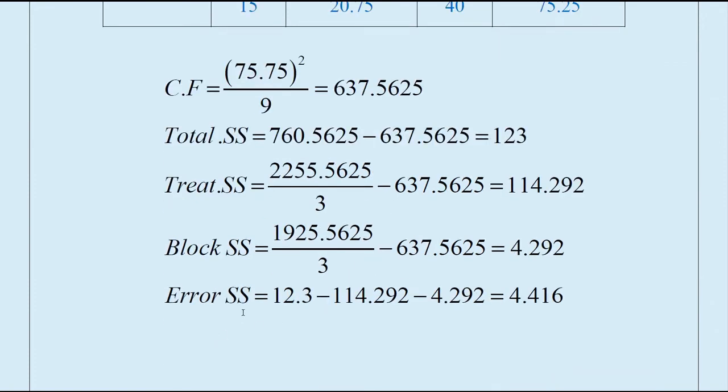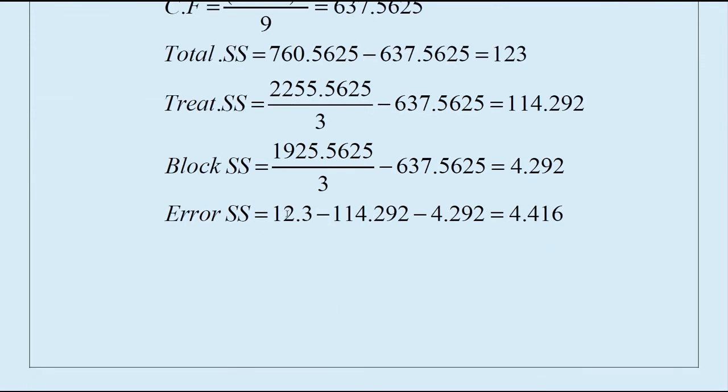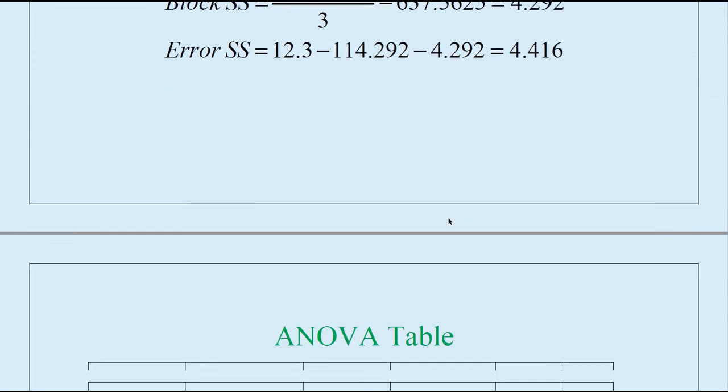Error sum of square is obtained by the formula total sum of square minus treatment sum of square and block sum of square. Here is some error. This is 123, not point. This was written by mistake, 123 minus 114.29 minus 4.29. Answer is 4.41.